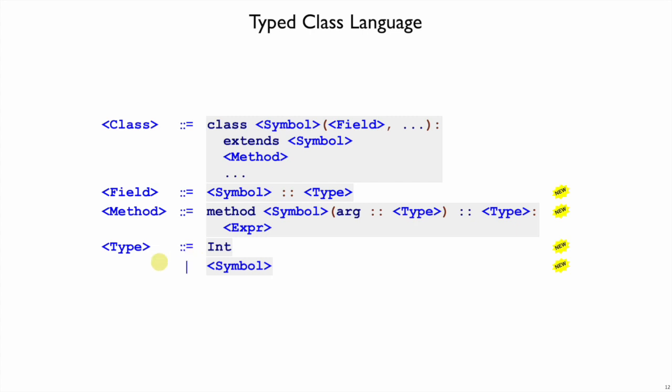The grammar of types, meanwhile, the only kind of types we have will be integers or symbols, where a symbol must be the name of some class that is declared. So we will make double use of class names as both names that you can combine with new to instantiate the class at runtime, or you can use that name as a type to declare for the type checker what should happen.